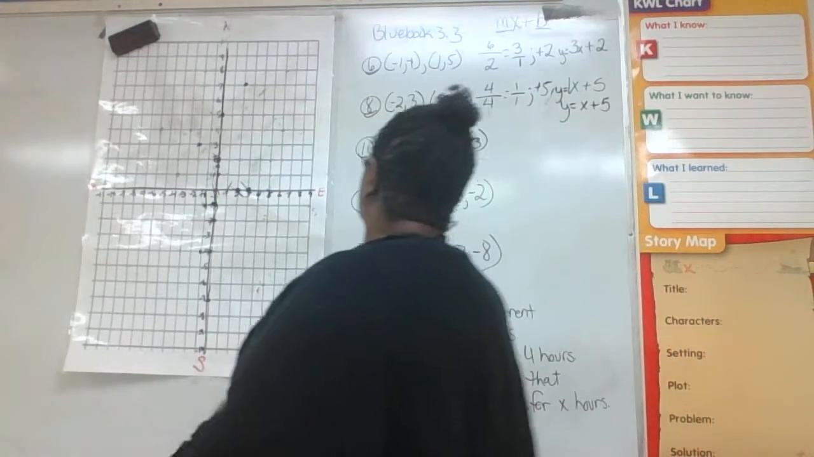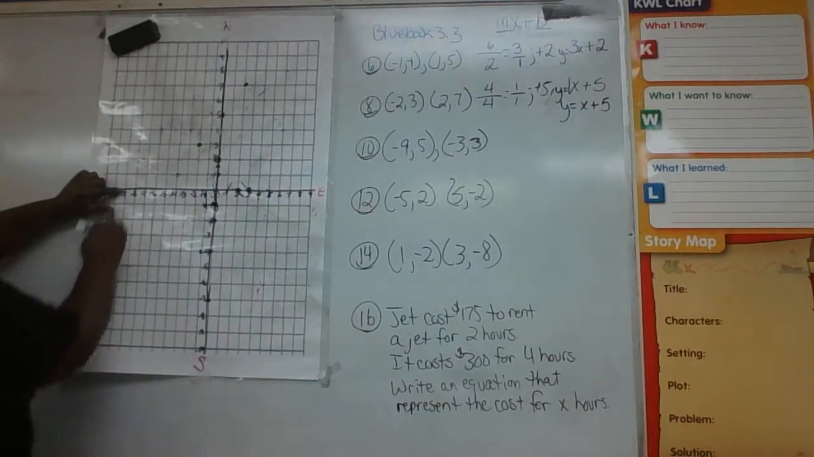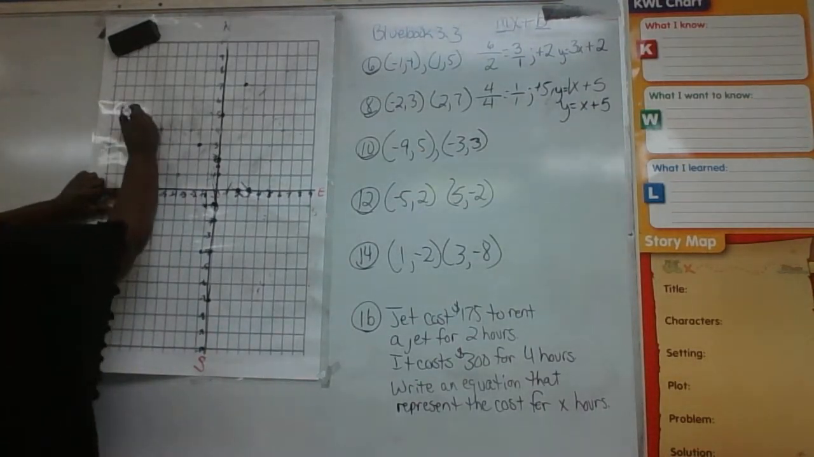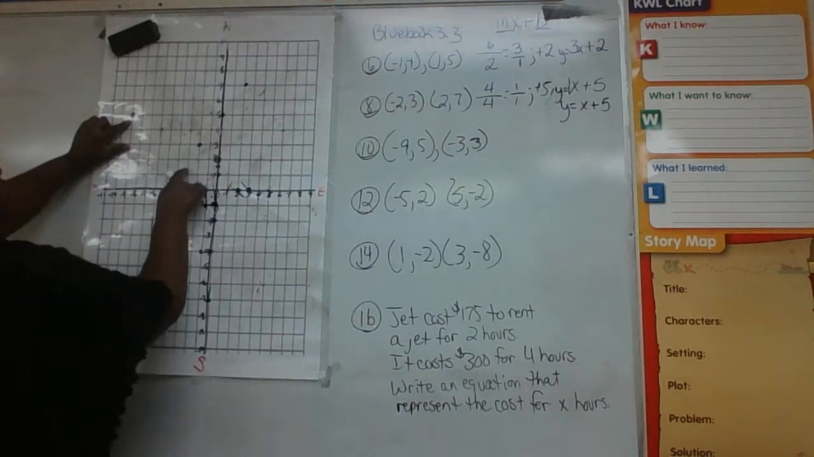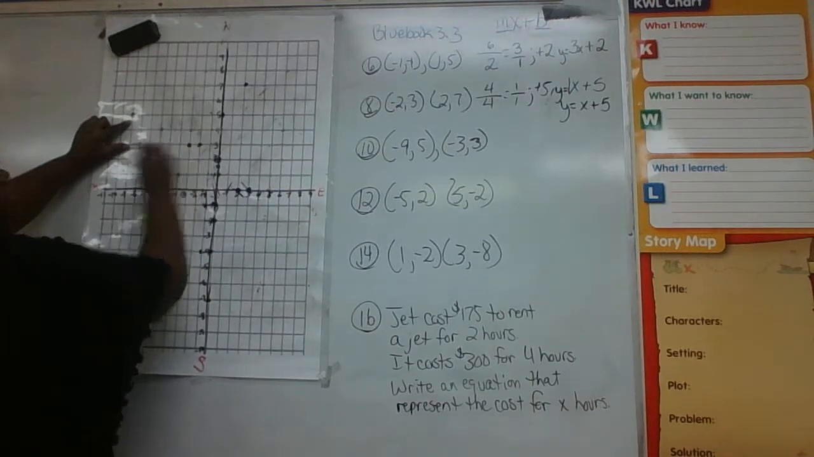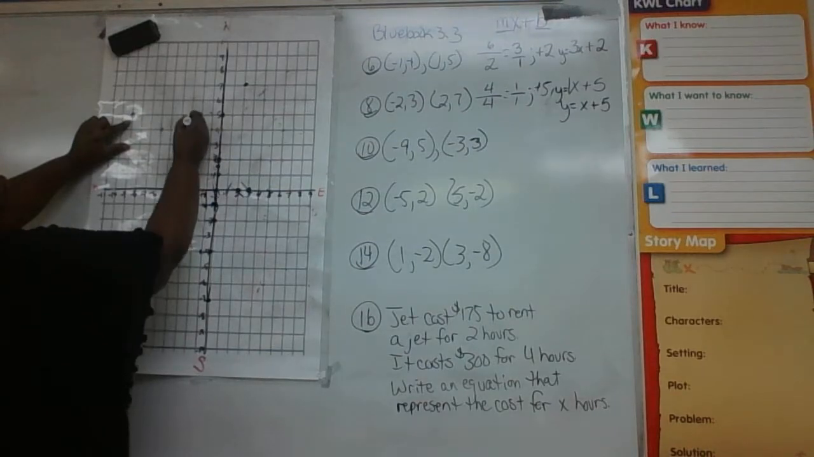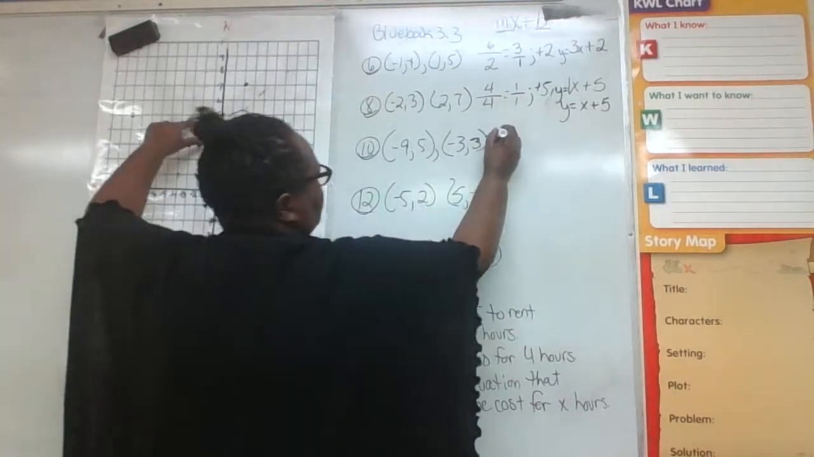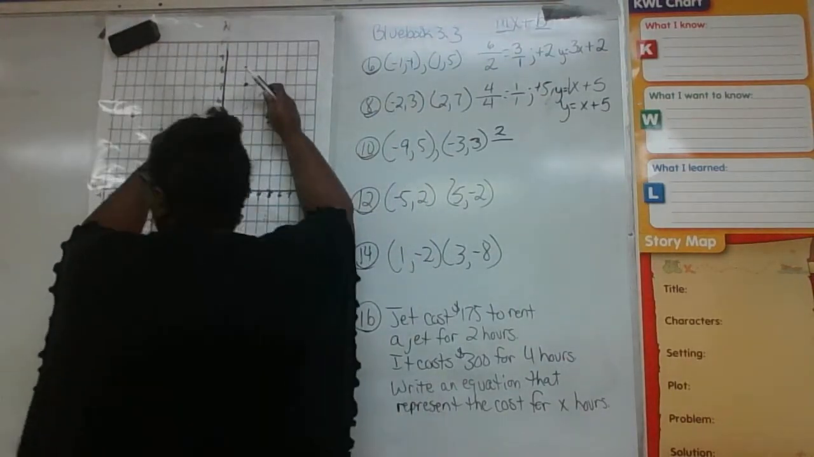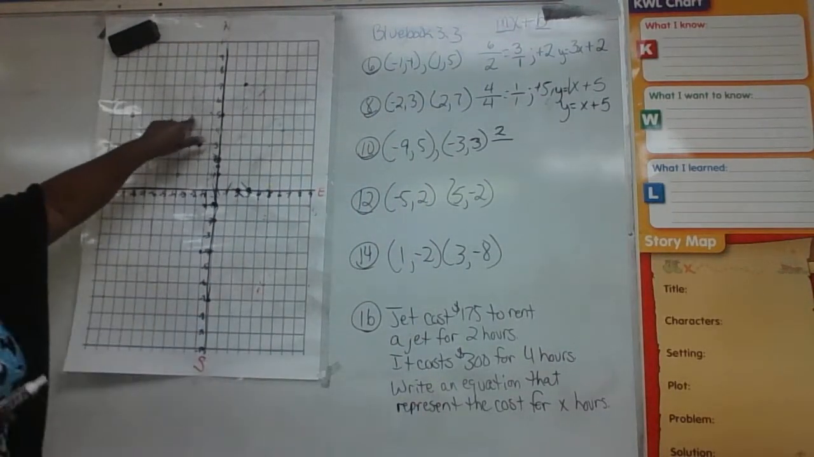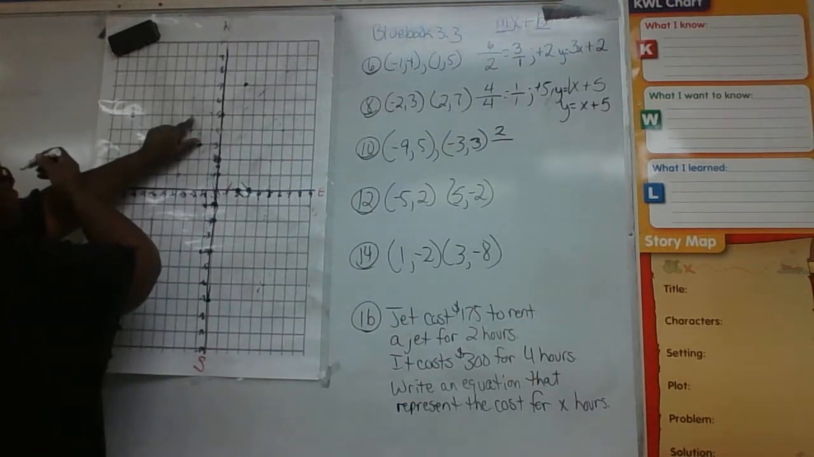Let's look at number 10. Number 10, we have a -9 and a +5: 1, 2, 3, 4, 5. There we are. Then we have a -3 and a +3: 1, 2, 3. There we are. Now let's get our slope. Our rise is 1, 2. But our run goes to the left, which is a negative progression, so we need to count negatively to the left.